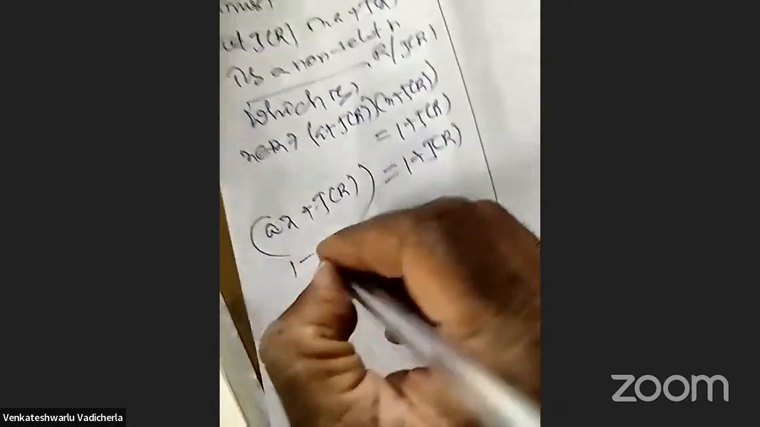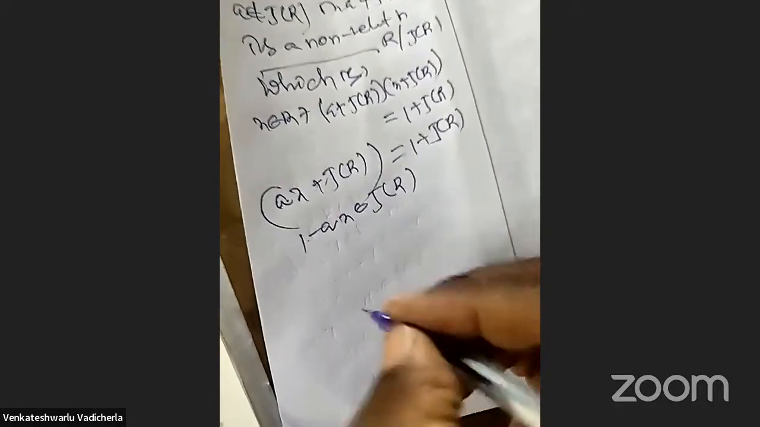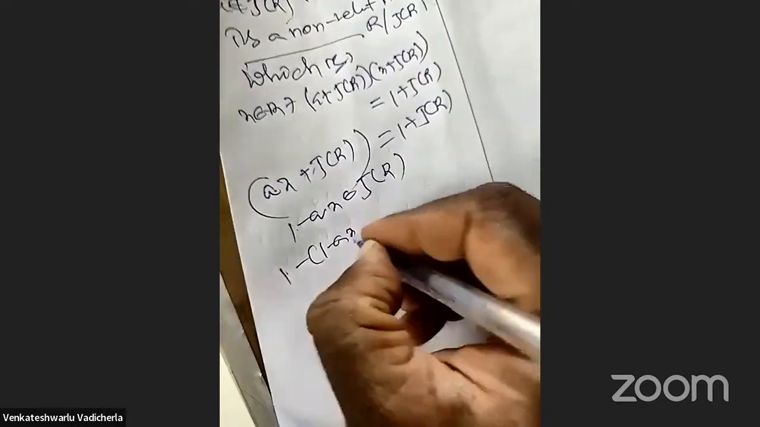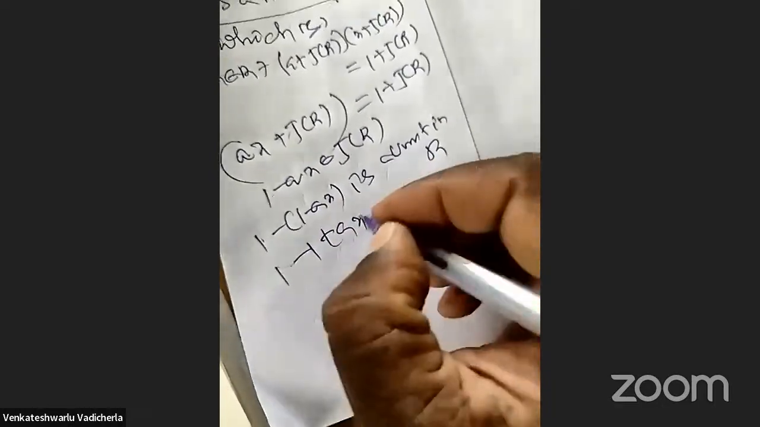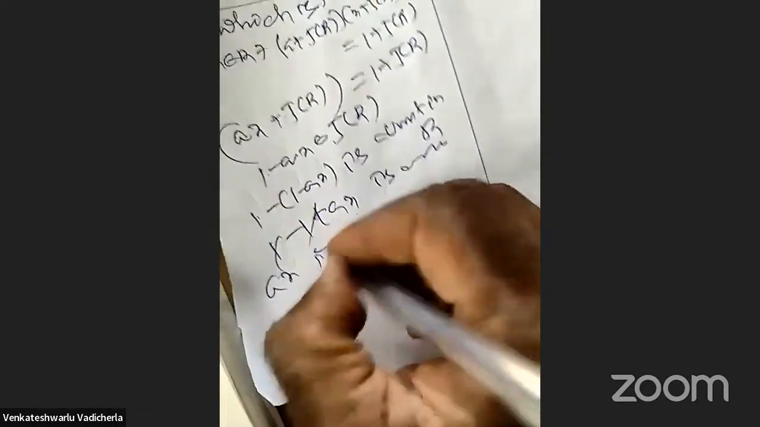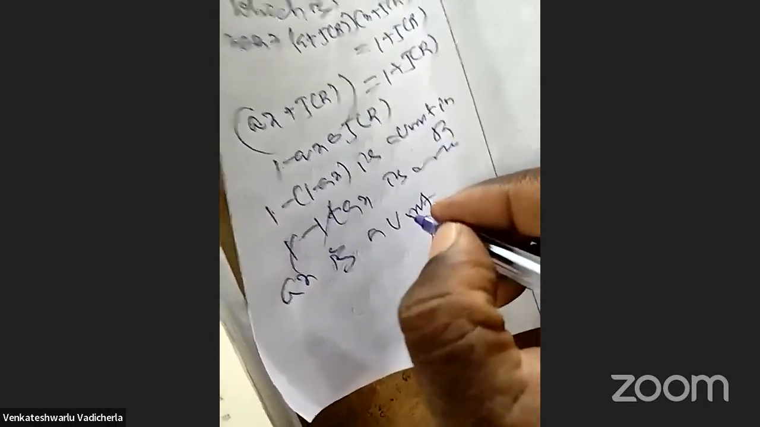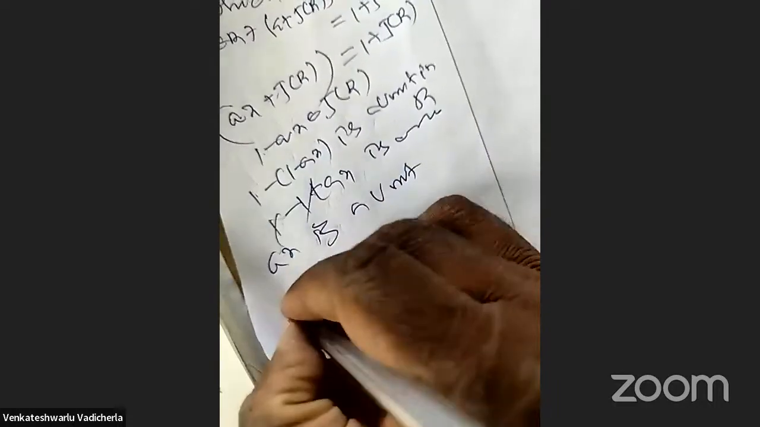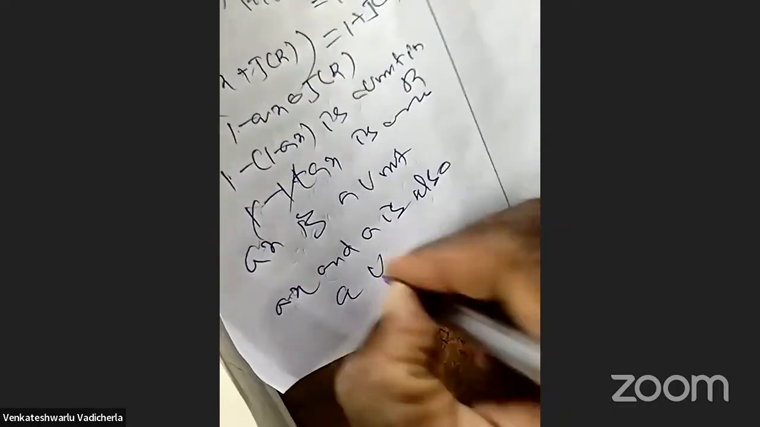By the ideal definition, 1 minus AX belongs to J(R). So according to the definition, 1 minus AX is a unit in R. Then 1 minus (1 minus AX), where the 1 cancels, gives AX, which is a unit in R. So AX is a unit, and therefore A is also a unit element.